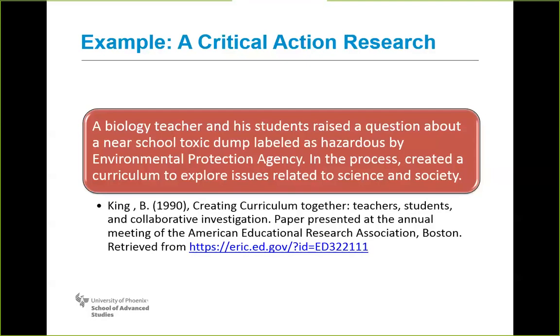Now, just one example that I have here is a study that a biology teacher and his students conducted. There was this toxic dump close to the school, labeled as a hazardous dump by the Environmental Protection Agency, and they tried to find out why it's there and why it's not being removed. Through this process of asking why it's there and what should we do, they ended up exploring different issues and developing a curriculum together, students and teachers, related to science and society. So this is how a question can start from one topic and end up with a plan, a curriculum. That's one example related to critical action research.